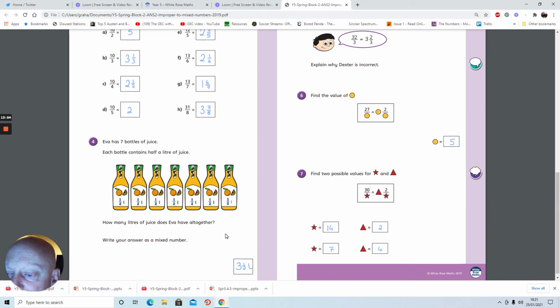A bit wasteful, really. Are they full half litre bottles, or yeah, they're not litre bottles. They're just half a litre. I thought she was being wasteful for a minute.